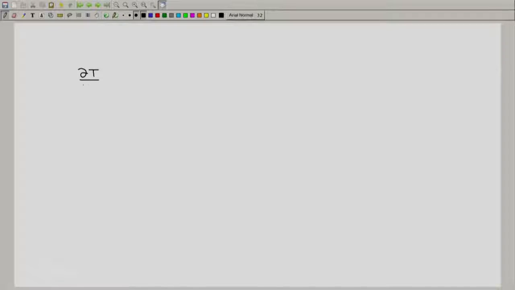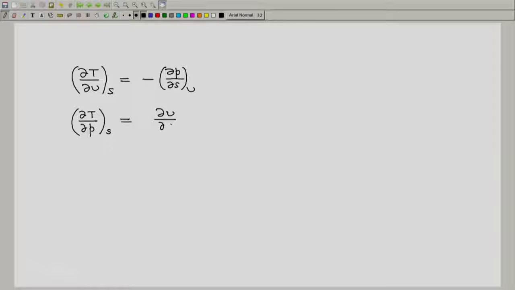partial of T with respect to V at constant S equal to minus partial of P with respect to S at constant V. The second relation we obtained was partial of T with respect to P at constant S was equal to partial of V with respect to S at constant P.